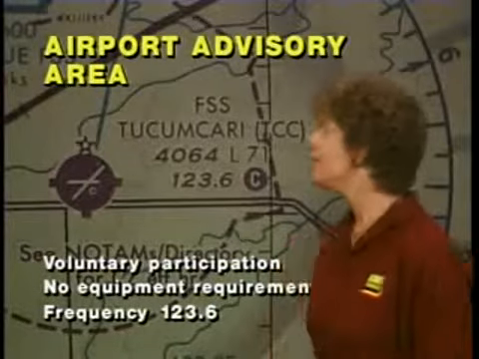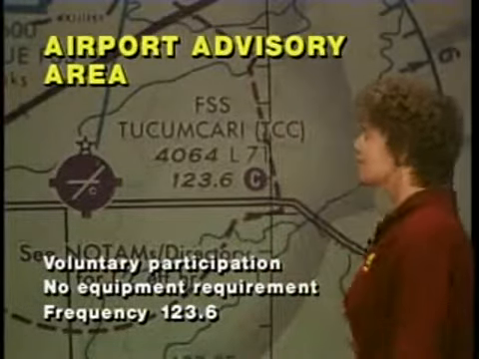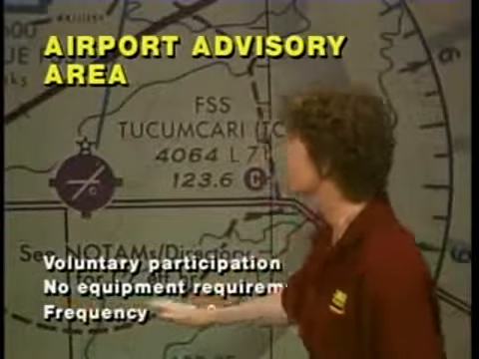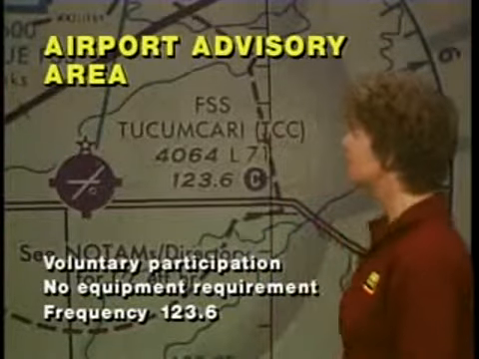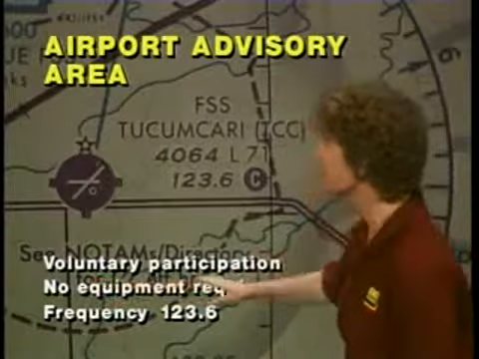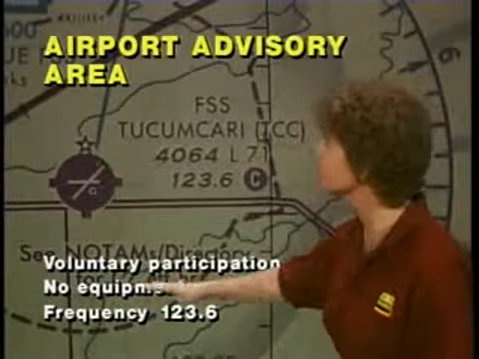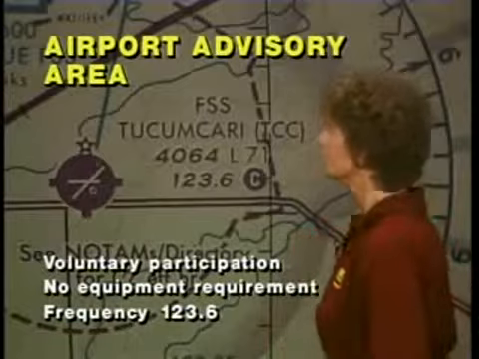Now, in an airport advisory area, there is no equipment requirement. You do not have to have a transponder. You don't even have to have a communications radio if you don't want to, because the participation by the aircraft in the advisory service is voluntary. You would only have to have a communications radio if you wanted to get advisories. If you don't care about them, you can still go in and out of that airport without a communications radio.